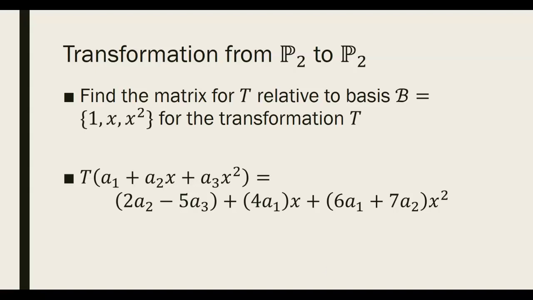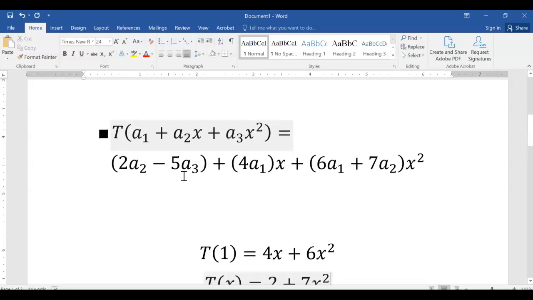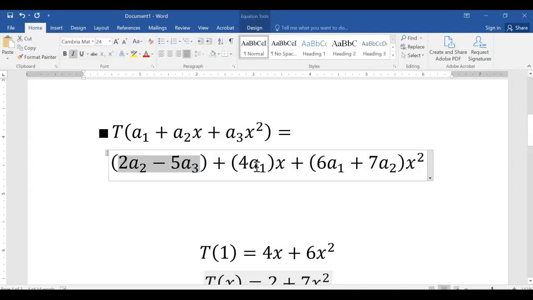All right, so hopefully you went ahead and did that. So we take our transformation and we ask, what is our transformation going to do to my basis elements? What does it do to 1? What does it do to x? What does it do to x squared? Now, think about what's going to happen when you plug in 1. Basically, the a1 is going to turn into a 1, a2 and a3 are going to be 0. So we're going to get 2 times 0, minus 5 times 0, and then 4x times a1, which is 1, plus 6x squared.